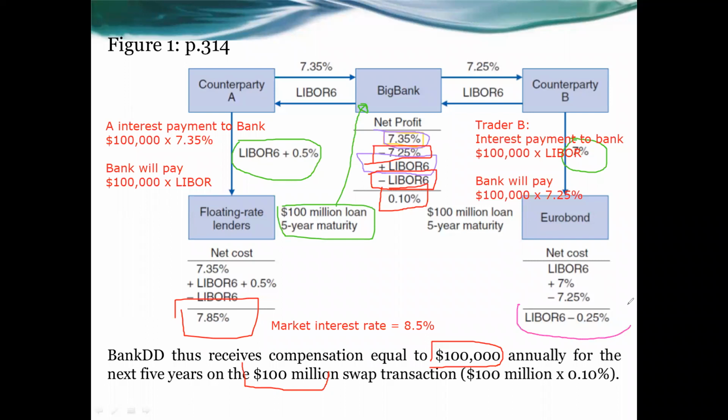Now trader B actually prefers a flexible rate, and he went for a flexible rate at that time, that is a LIBOR rate. But now at the end of the swap transaction, he takes the loan at a LIBOR rate minus 0.25%. So both parties are taking advantage. Right? The bank will earn 0.1% net profit.